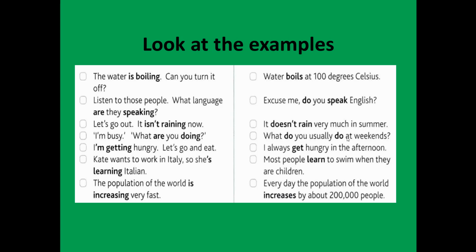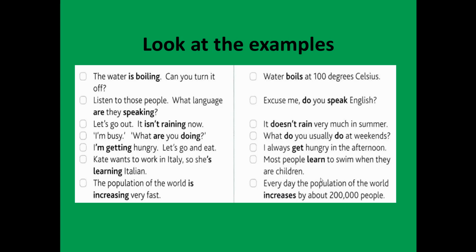What do you usually do at weekends? It is present simple and expresses the habitual activity which is done at weekends. I'm getting hungry. Let's go and eat. I always get hungry in the afternoon. Kate wants to work in Italy, so she's learning Italian. Most people learn to swim when they are children. The population of the world is increasing very fast. It is also present continuous, and every day the population of the world increases by about 200,000 people.